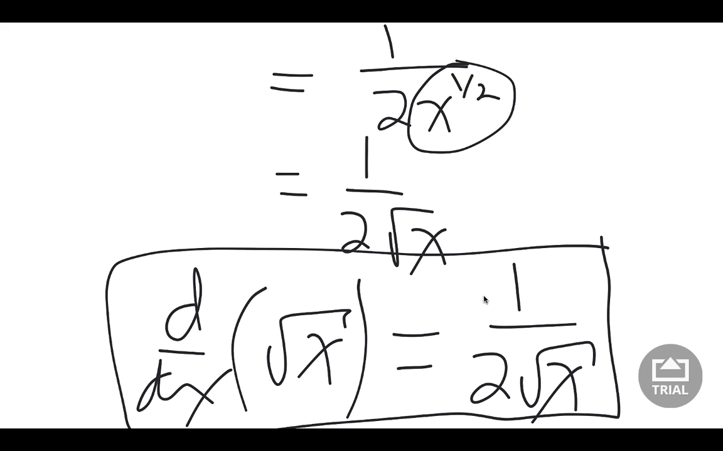Remember the d by dx means you haven't differentiated yet, but you're going to. So the derivative of root x is 1 over 2 root x. And the process is, you might want to write this down. 1, convert radicals to rational exponents. 2, apply the power rule. 3, simplify back into radicals. It's just like negative exponents.